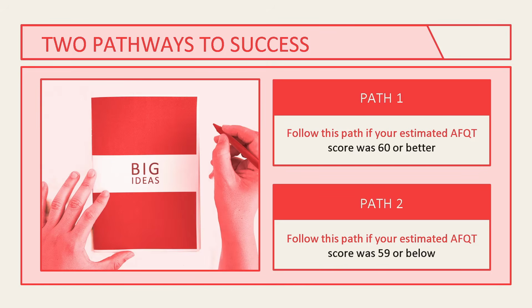All right, so as far as succeeding on the ASVAB goes, I've determined that there are 2 pathways to success. There's the first path and the second path. If your estimated AFQT score was 60 or better, I recommend that you follow path 1. If, however, your estimated AFQT score was 59 or below, I recommend that you follow path 2.